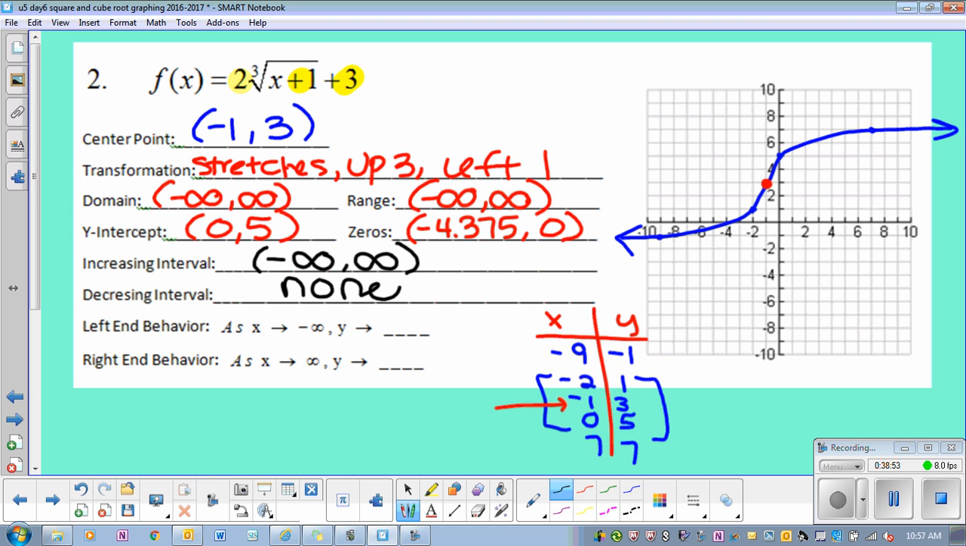So what is my left end behavior doing? You're going up or down? What's my left arm doing? Going down to negative infinity. How about the right? Going up. Okay. Good job.